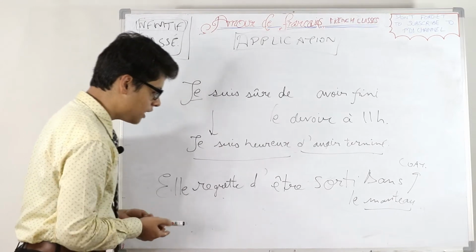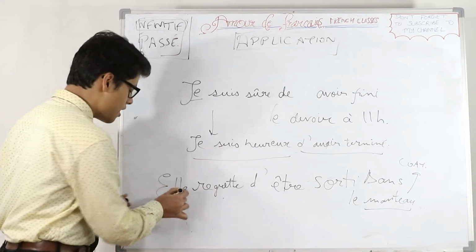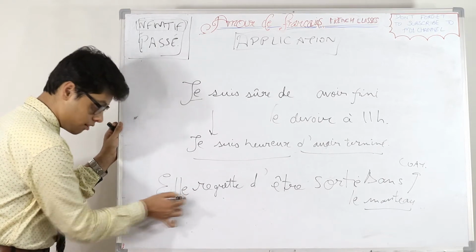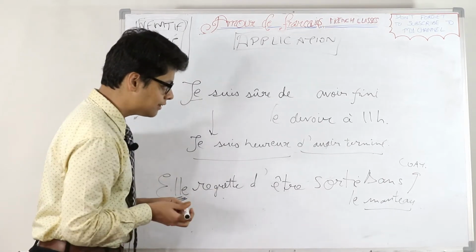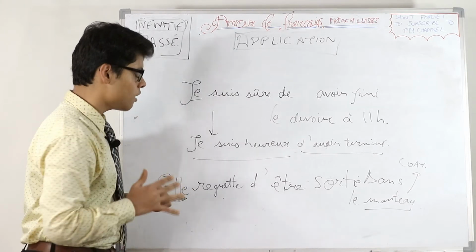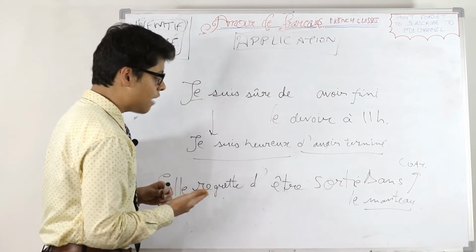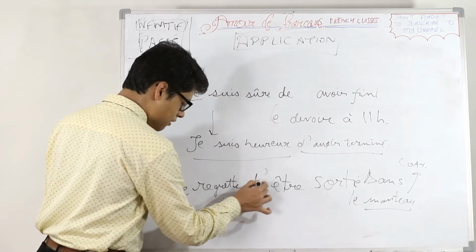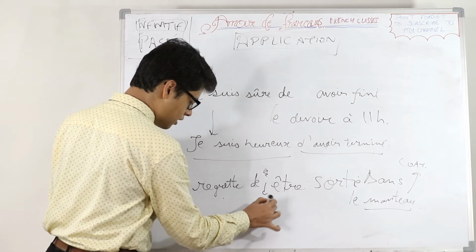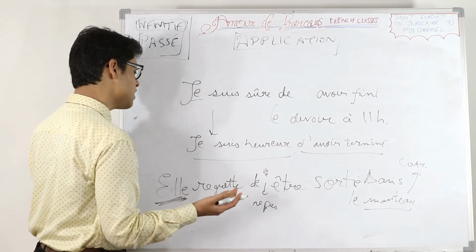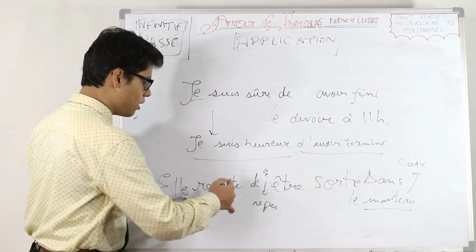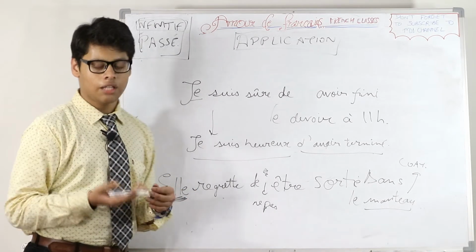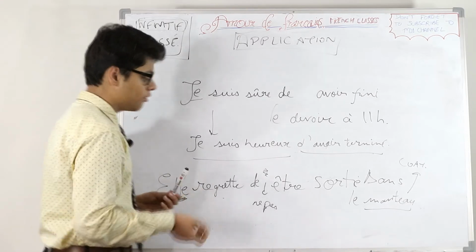So elle regrette d'être sortie. Will it remain sorti? No. Elle is there, so agreement will be followed. E will come here. I hope you can see elle here, which means she. So elle regrette d'être sortie sans le manteau. She regrets going out without the coat. What if negative? Make it negative. It will be ne pas être sortie, of not going out without the coat, or n'être pas sortie with the same translation. Both will be fine. So you can use both ne pas être sortie or n'être pas sortie. That would be the thing in negation.